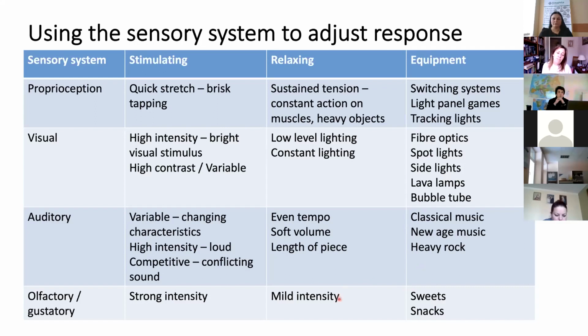And then finally, for taste and smell, anything that has a strong intensity like mint, either mint that you eat, mints, or even citrusy fruits, lemon, orange, will be stimulating. Whereas mild intensity, like chocolate, tends to be more relaxing.